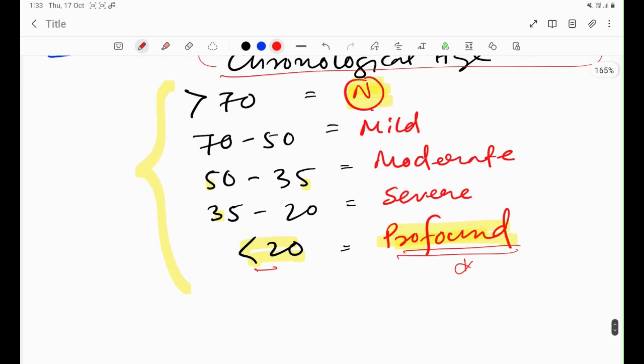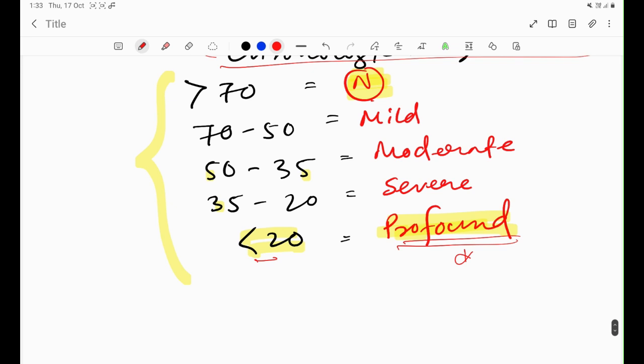The options might not be like this. They might give it like 50 to 34.9 or something like this, 0.1. So I just rounded them up and made it simpler to remember.